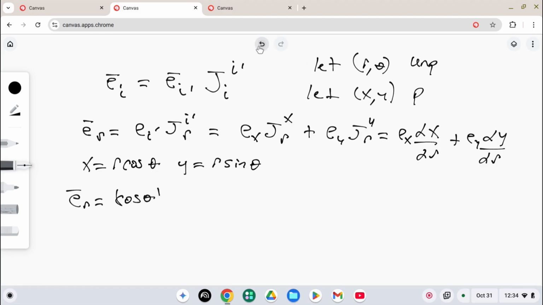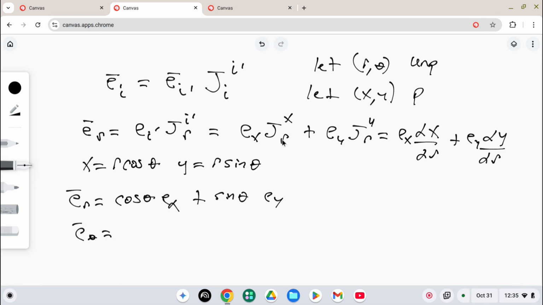e_x here, plus the partial of y with respect to r, here's y, just sine theta e_y. So this is the covariant transformation from Cartesian to polar, right? And we can do theta the same way. Let's do that one in our heads.